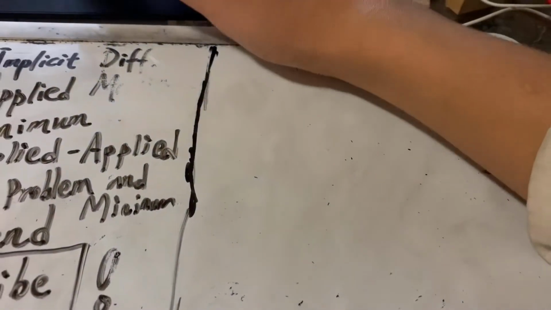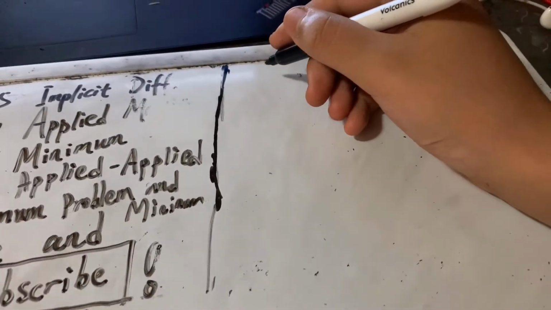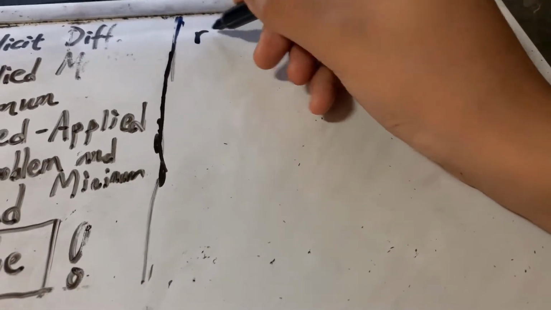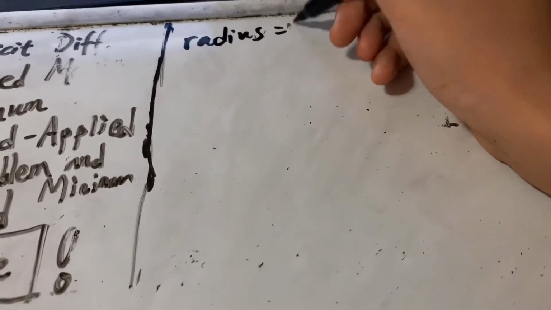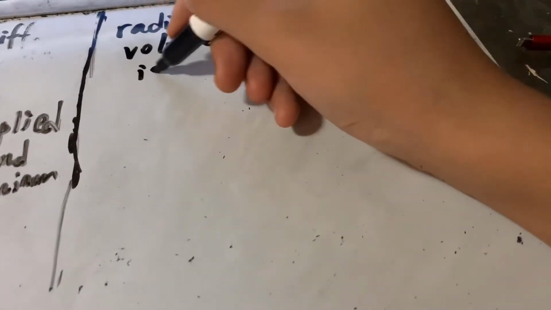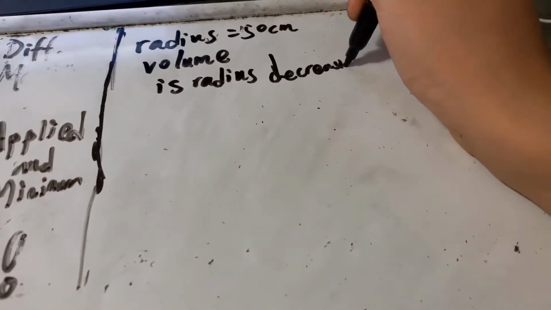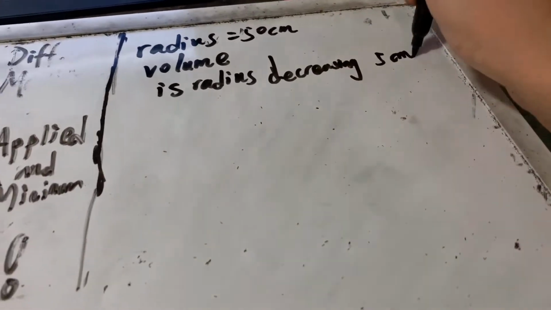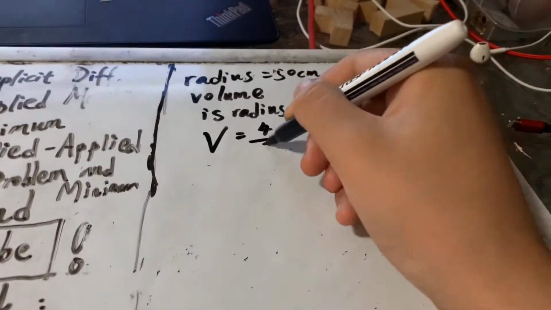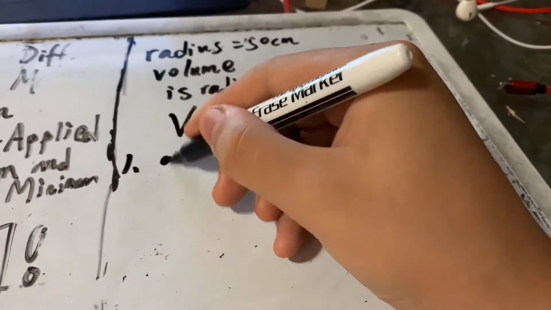So I'm just going to show you how to do a problem like this. It is asking you: when the radius is equal to 50 centimeters, how fast is the volume changing if the radius is decreasing at 5 centimeters per second? In this case, we know that the formula for this here is r cubed, right? So the first step is to get the derivative.